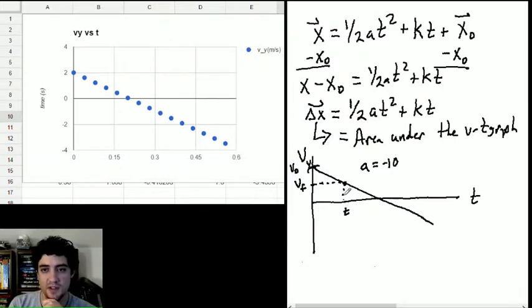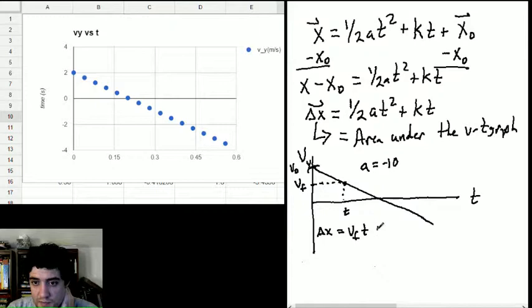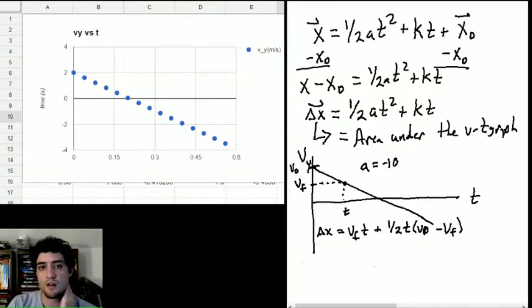Alright, so we're interested in the displacement from 0 to t seconds. So we can fill this stuff. We know the areas anyway. We have this rectangle and we have this triangle. So the displacement is equal to the area of the rectangle, which is VFT, plus the area of this triangle, which is 1/2 the base times the height, which is VO minus VF.